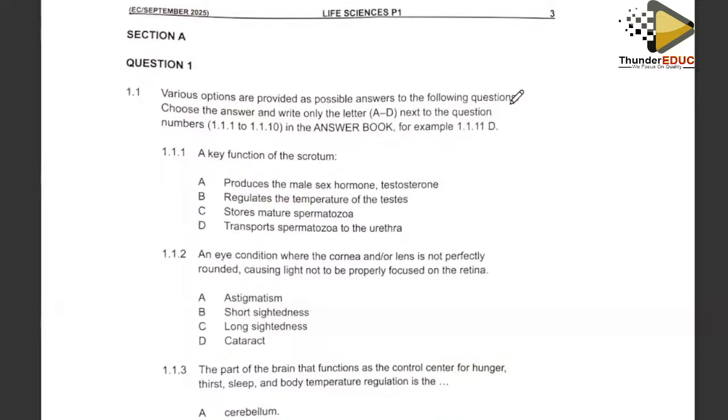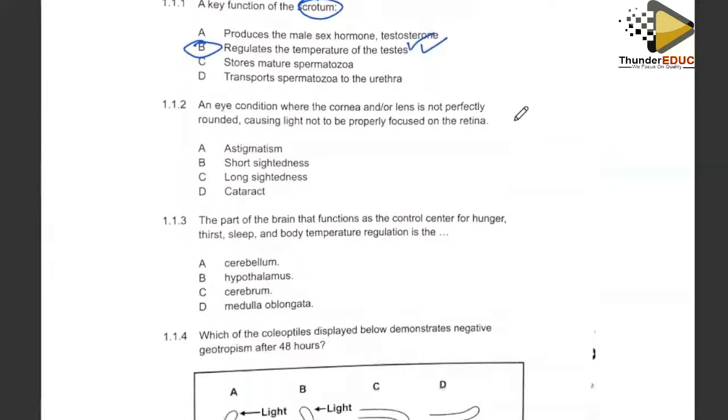They're asking about a key function of the scrotum. What is the function of the scrotum? Remember, the scrotum is the part of the testis which is protecting those testes. The wrinkled structure you see outside the testis is what you call the scrotum. So the function is basically, as I've said, for that question.